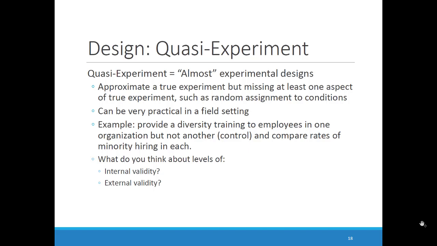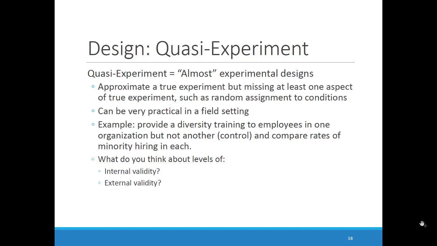All right, so how would this work in terms of levels of internal validity and external validity? Could you think of any other things that may affect the rates of minority hiring beyond the fact that people are provided a diversity training? If you can think of some of the things that may affect minority hiring beyond diversity training, that would affect the levels of internal validity. Because we don't have random assignment and we don't have as high a degree of control, the levels of internal validity are slightly lower.